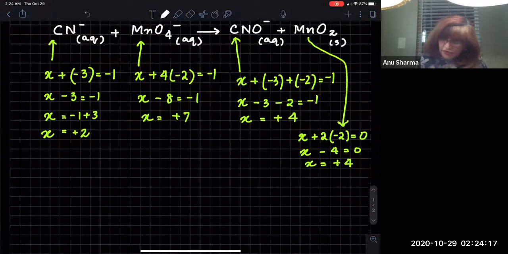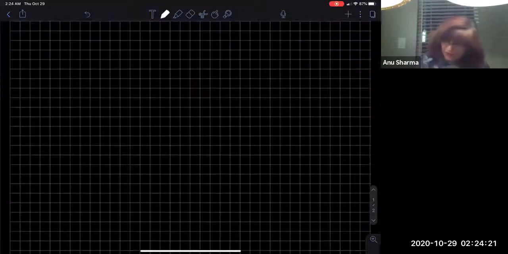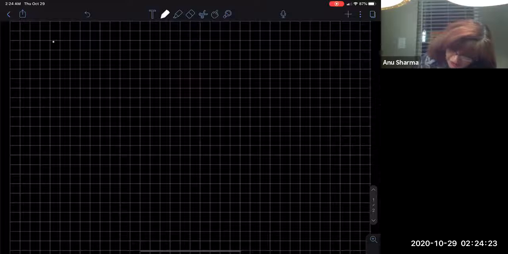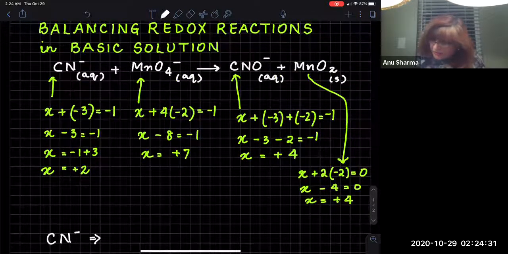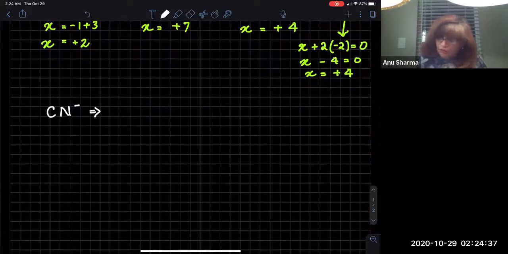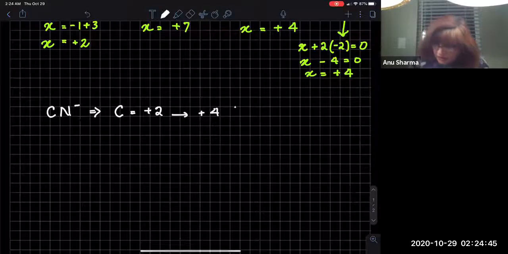Next, we are going to look at which one got oxidized and which one got reduced. So let's write down first CN negative. In CN negative, nitrogen is the same on both sides. It's -3 on both sides. So it's really carbon that is changing, right? So carbon is going from +2 to +4. So carbon is the one that got oxidized.